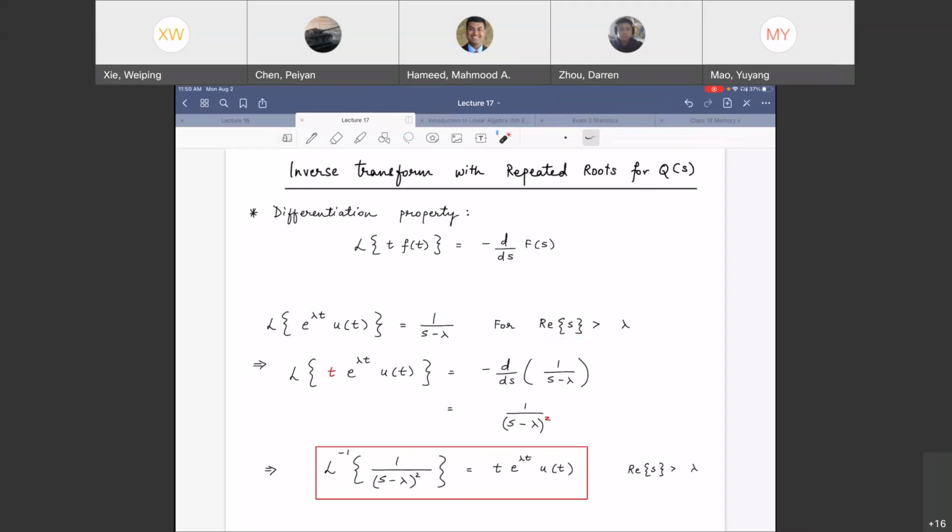Pole is at lambda. When you multiply the signal with t, what do you do? You differentiate in s and multiply by a negative sign. So you differentiate this and you multiply by a negative sign. When you differentiate this with respect to s, you get 1 divided by s minus lambda squared, and the two negatives will cancel out. So the inverse Laplace transform of 1 over s minus lambda squared, repeated roots for Q of s, is t e to the lambda t u of t. What happened? You just multiplied by an additional t here. ROC doesn't change. Real part of s is still greater than lambda.